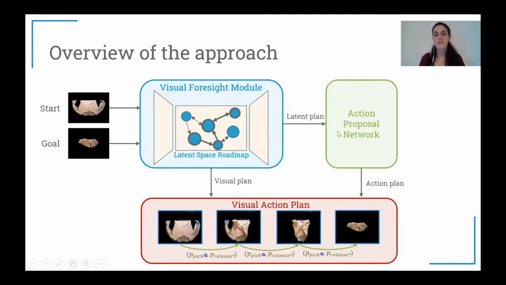And given this latent plan, we have a further module that we call Action Proposal Network that generates the action plan. So by combining visual and action plans, we get the visual action plan. And in this presentation, we will just focus on the visual foresight module that represents our main contribution.